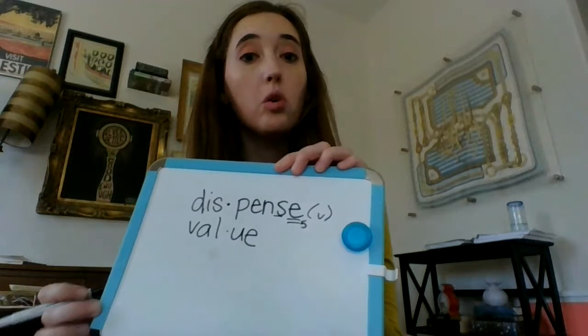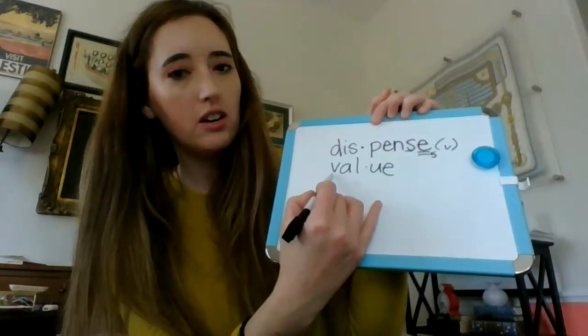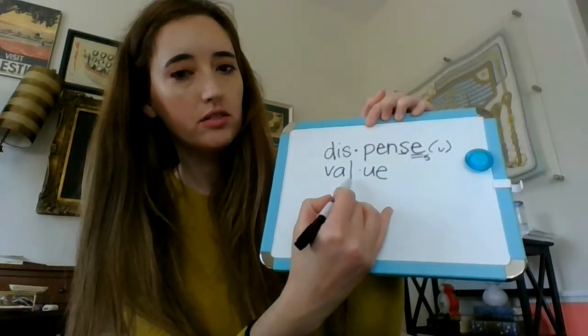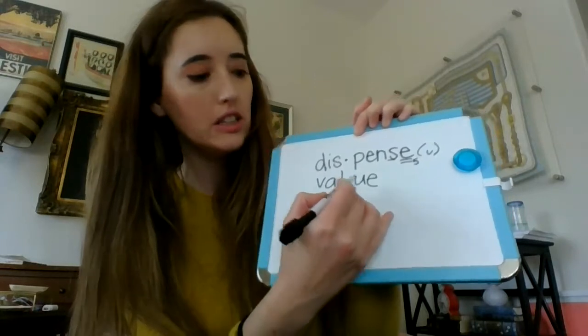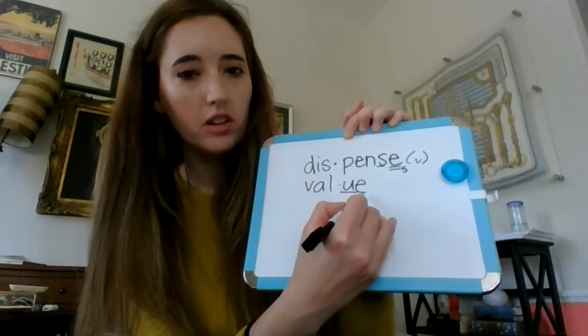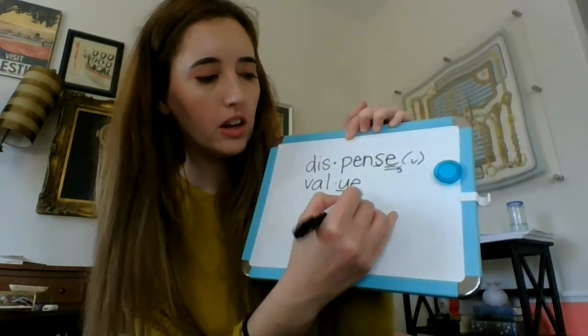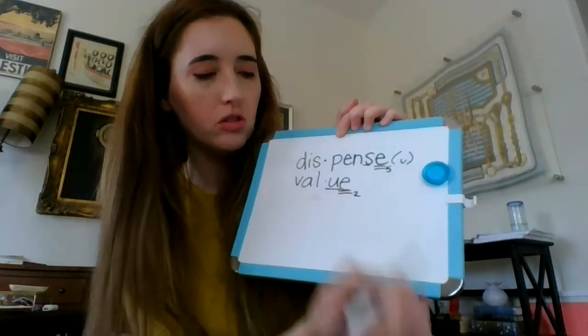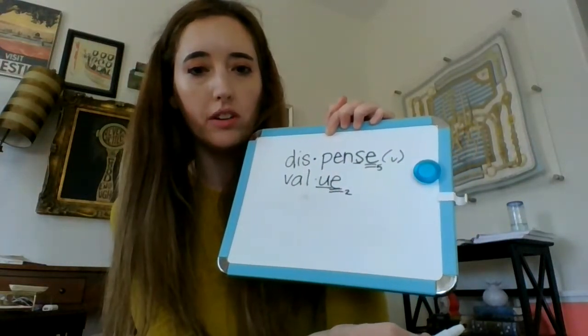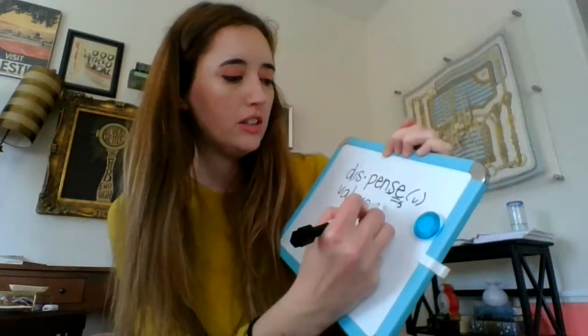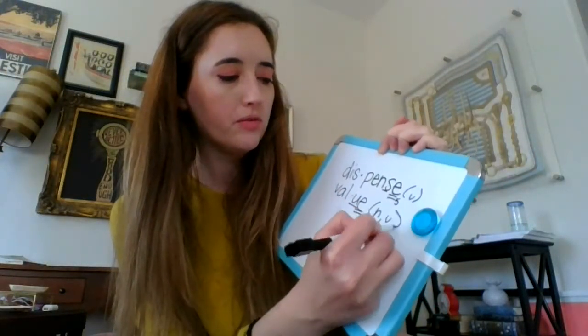Okay, for the markings, anything here? Yes, U says its name, so we're going to underline it. And silent final E, it's a job number 2. English words do not end with U or V. And this is noun or verb.